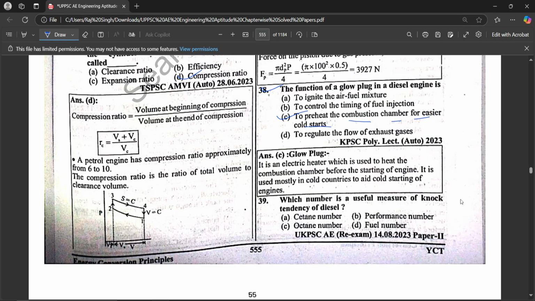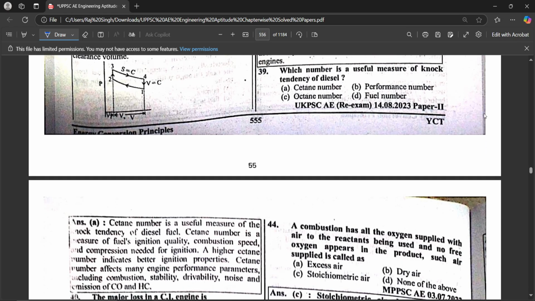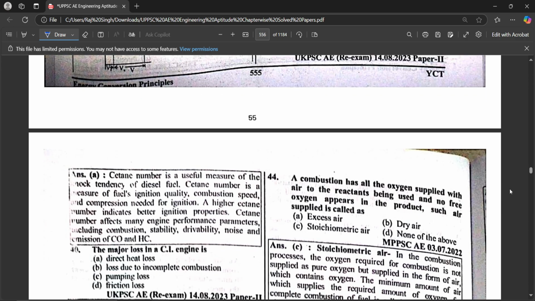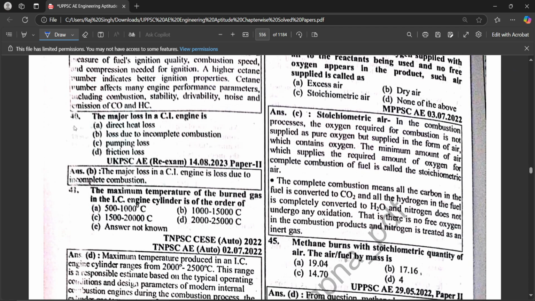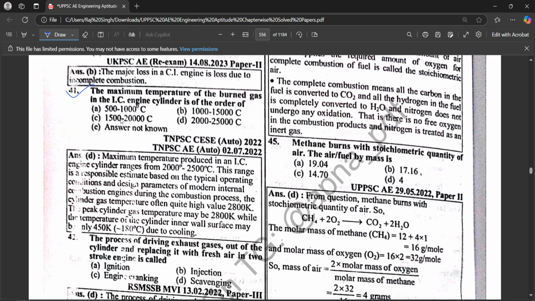for easier cold start. Which number is a useful measure of knock tendency of diesel? The Cetane number. The major loss in an IC engine is the loss due to incomplete combustion. The maximum temperature of burnt gas in the IC engine cylinder is in the order of 2000 to 2500.